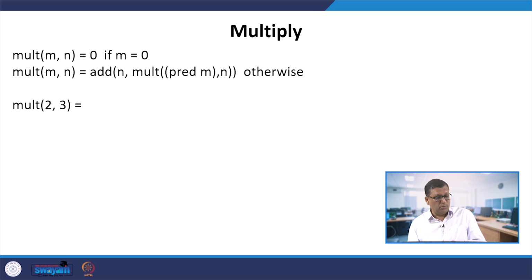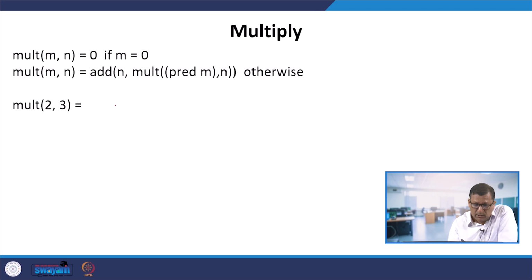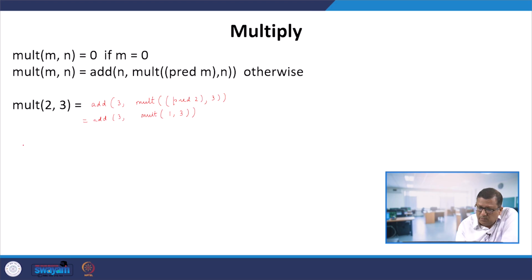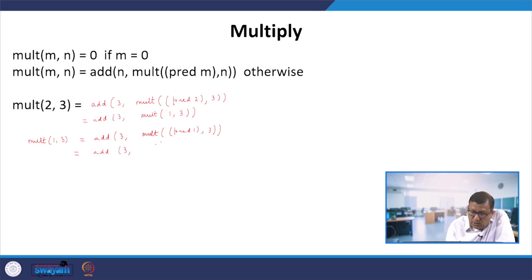So if we want to do, for example, multiply 2 3, this will be add of 3 and multiply of predecessor of 2, 3, that is add of 3 and multiply of 1 comma 3. So we have to do multiply 1 3 first. Multiply 1 3 will be add of 3 and multiply of predecessor of 1, which is 0, and 3. So this will be mult of 0 3. Now mult of 0 3 is 0.